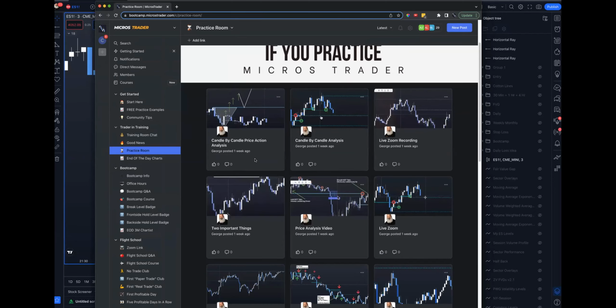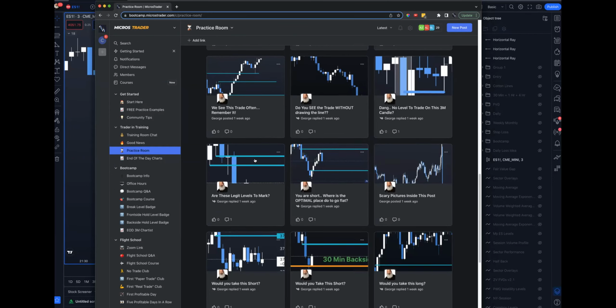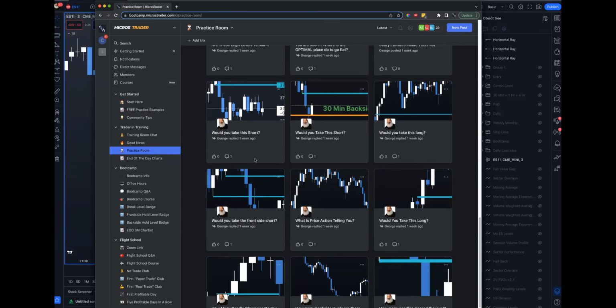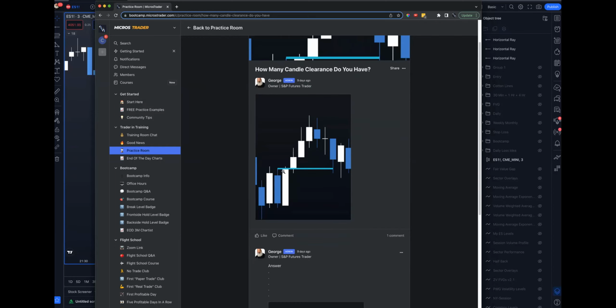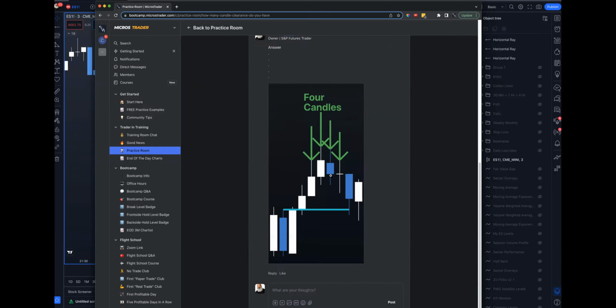And as you develop, this is going to test a lot of your knowledge. And it's also going to reinforce things that I absolutely want to make sure you learn, such as this one right here. How many candle clearance do you have? So we drew this line. Don't worry about what this line is. How many candles cleared this area? Because I want to make sure you understand it. This candle cleared it, this candle cleared it, this candle cleared it, this candle cleared it, and this one hit it. So if you scroll down, it'll give you the answer. 1, 2, 3, 4 candles cleared the area. Does that make more sense?